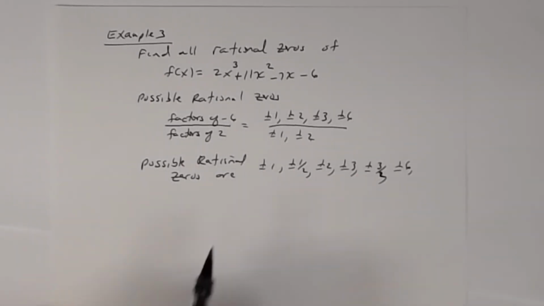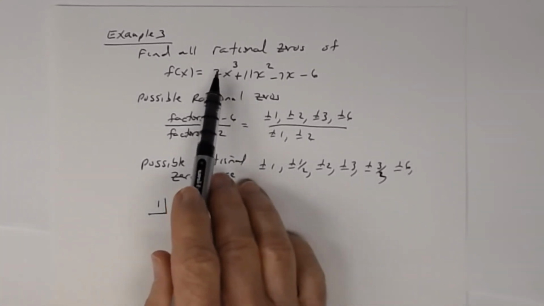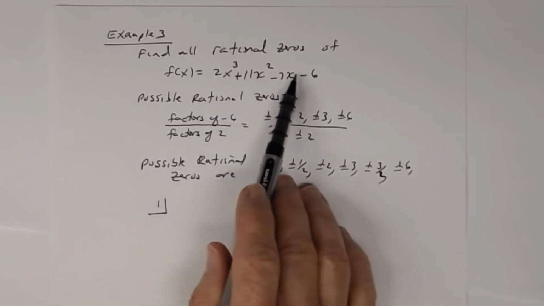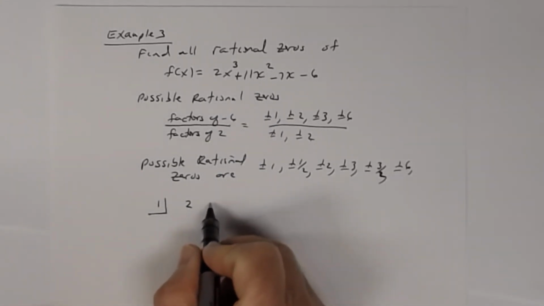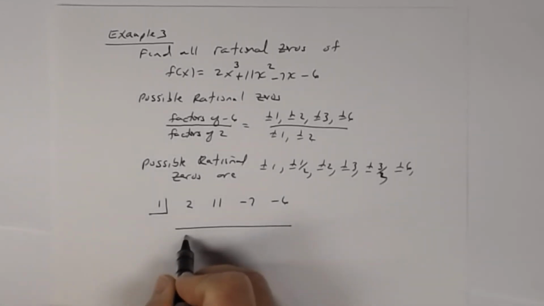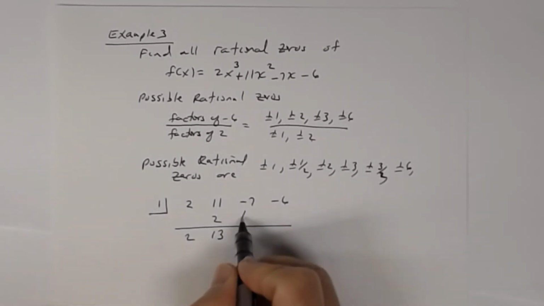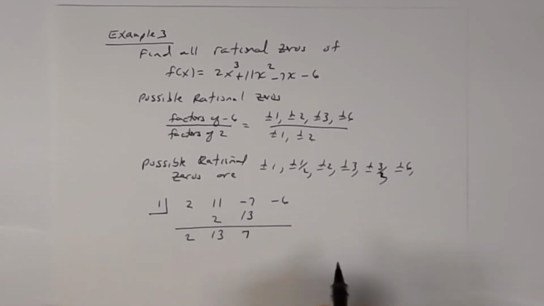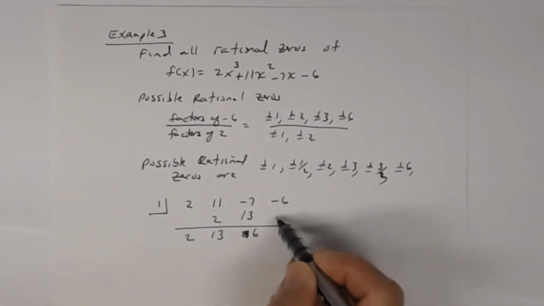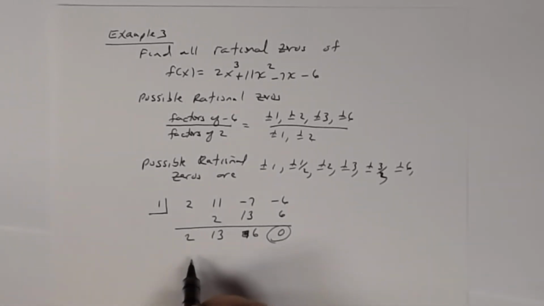Okay, so let's try 1. All right, see what happens. Now remember, we're using synthetic division, so descending order, there are no missing terms, so I'm going to have 2, 11, negative 7, negative 6. All right, let's see what we get. Right now on the 2, 1 times 2 is 2, add, we get 13, right? 1 times 13 is 13. Add, I get 6, excuse me, 6. And then 1 times 6 is 6. There we go, we got 0. Our first try, right? First try, 1 is a 0.